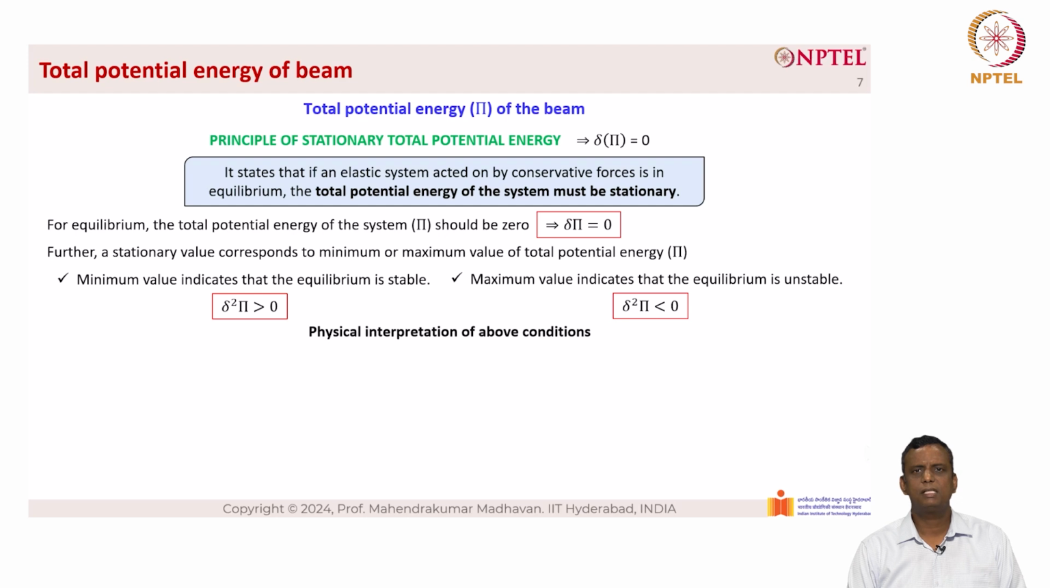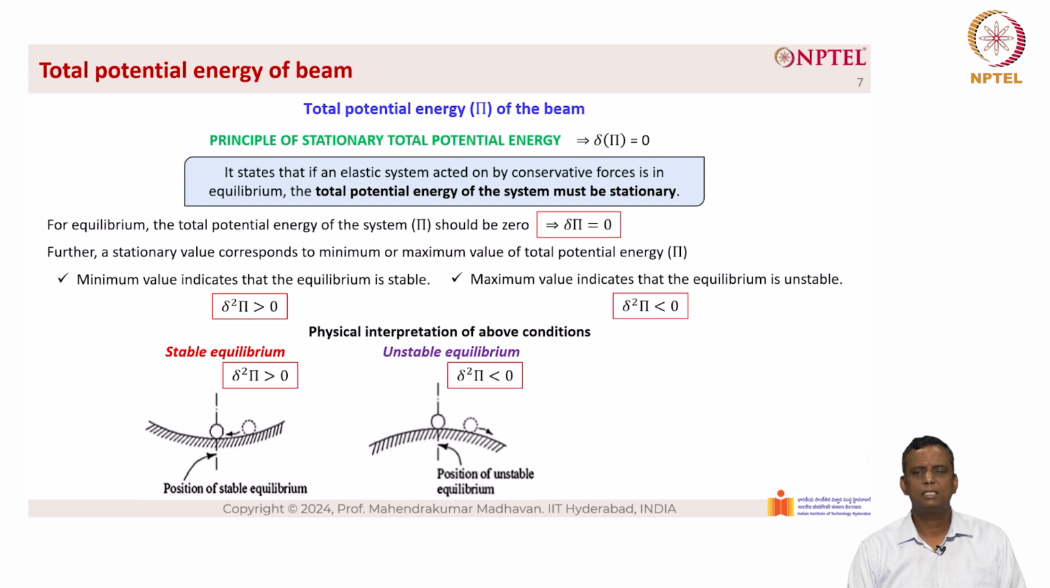So what is the physical significance of the above conditions? The stable equilibrium means that the curvature is positive, which is del square pi greater than 0. The unstable equilibrium means that the curvature del square pi is less than 0. And for neutral equilibrium, del pi is equal to 0.